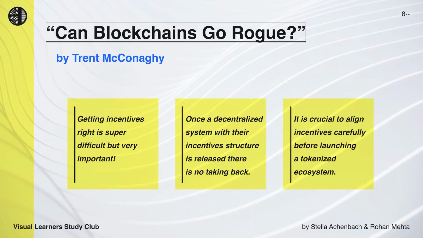He also says once a decentralized system with the incentive structure is released, there is no taking back, right? And this is what's happening with Bitcoin. You cannot really take it back or take it out of existence. So it is, in fact, kind of its own life form. It is crucial to align incentives carefully before launching a tokenized ecosystem, because potentially you can really harm people with it, right? I mean, just in the last few months, all of those tokenized systems that have failed people have led to even people committing suicide.